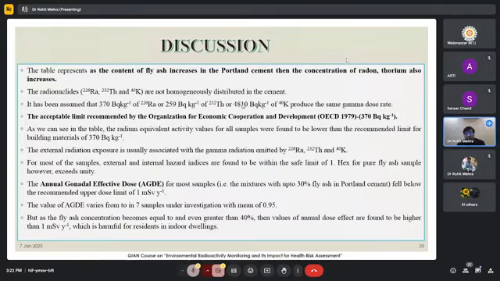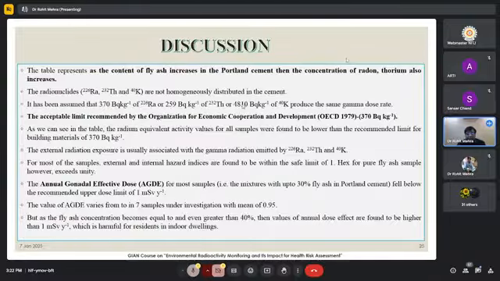Now, if you conclude, of course, in most of the cases it has been assumed that our samples are giving us a much lesser exposure as compared to unity. The hazard index is less than unity, but the content of fly ash gives you an enhanced level of radioactivity.